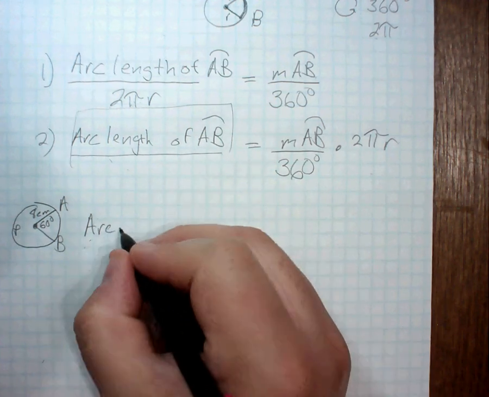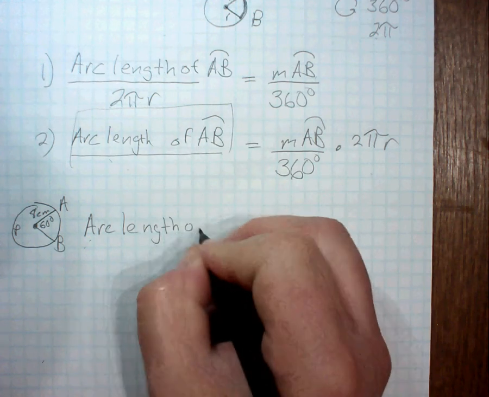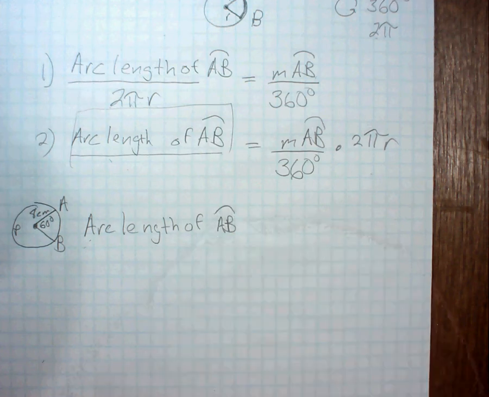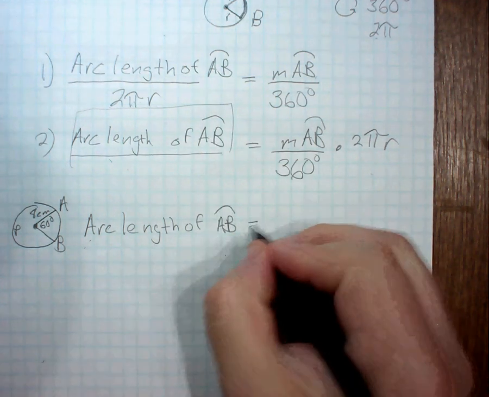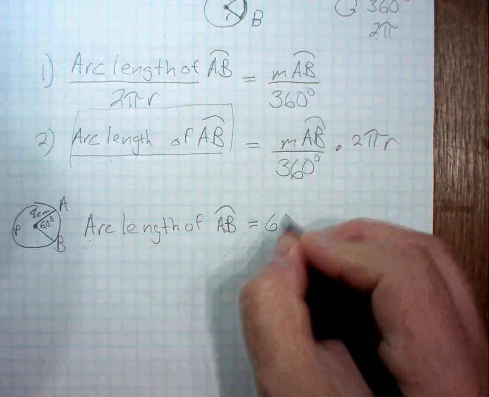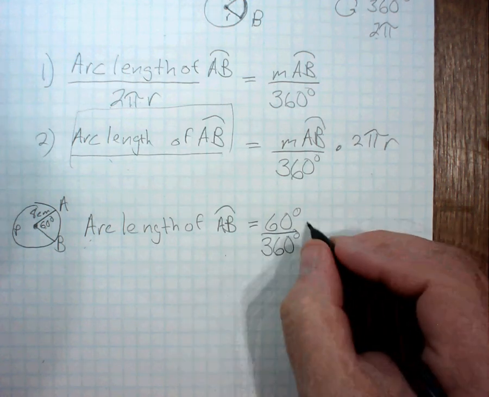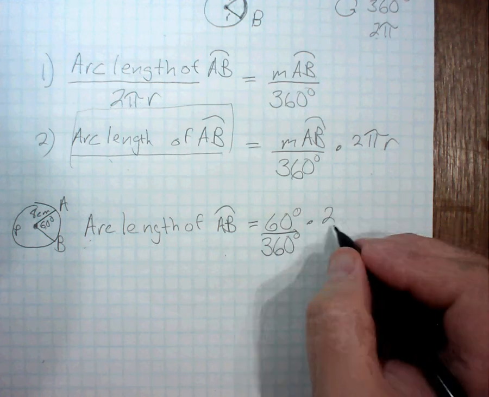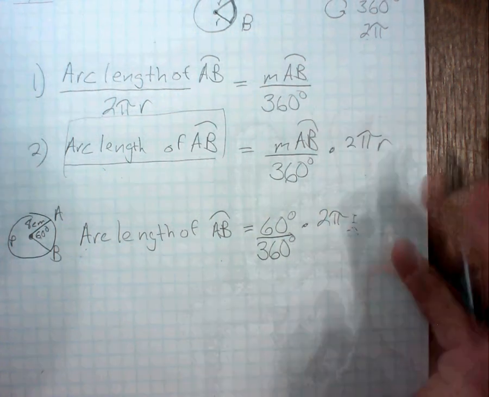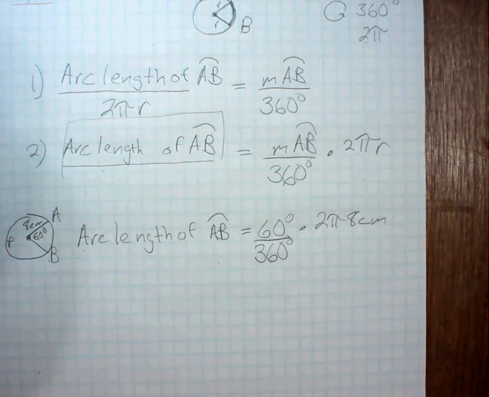If I want to find the arc length of the arc from A to B, then I need to write down the measure of AB according to its central angle, which is 60 degrees, over 360 times 2 times pi times the radius, which the radius is 8 centimeters. Like that. Okay?